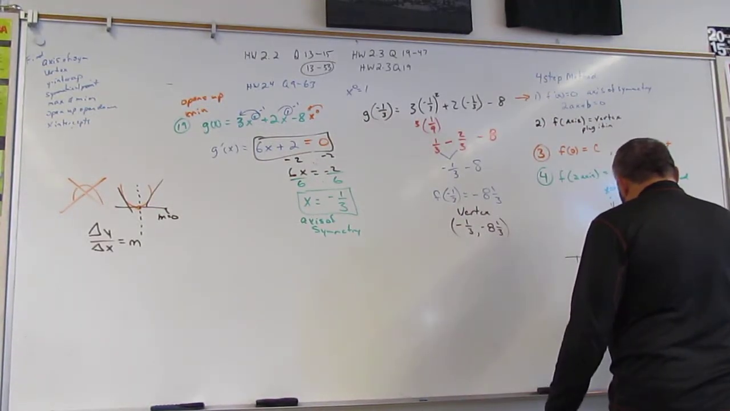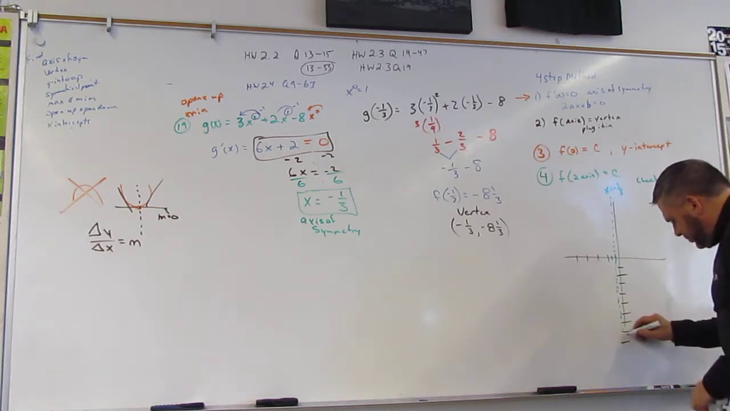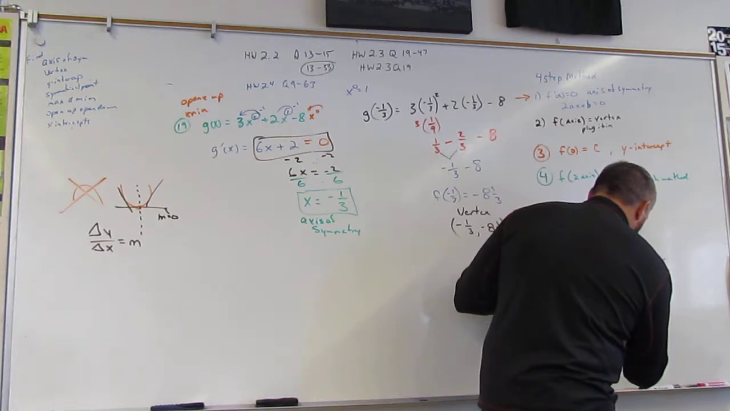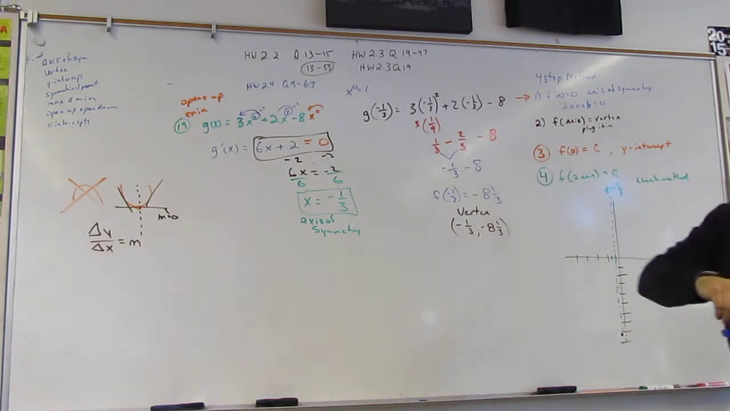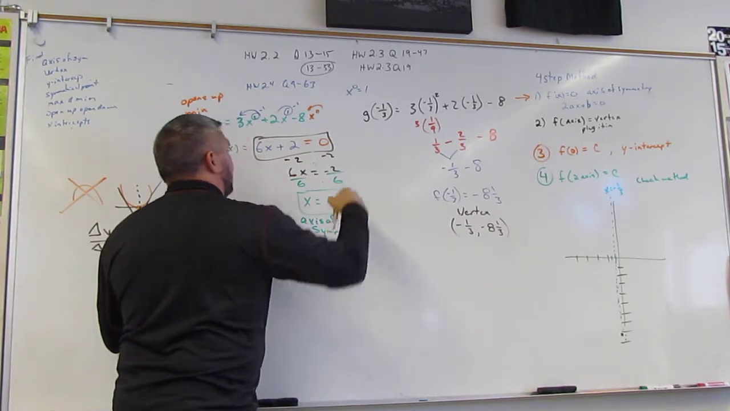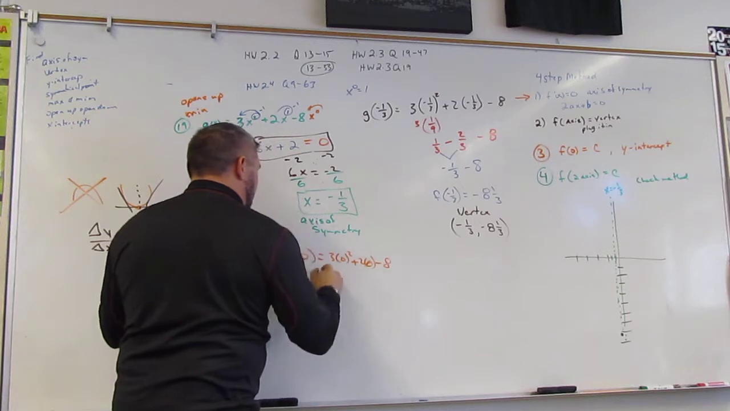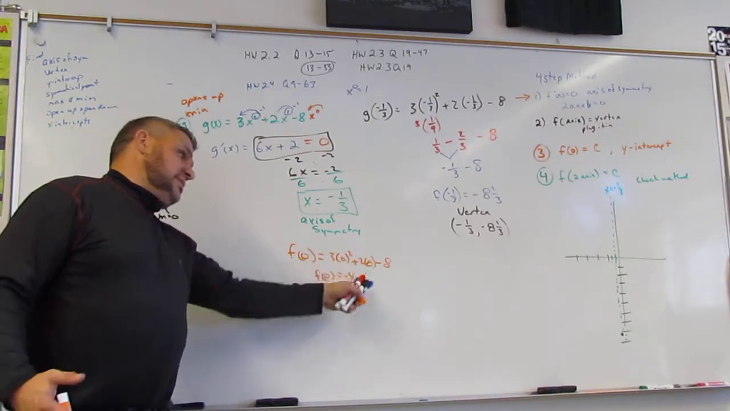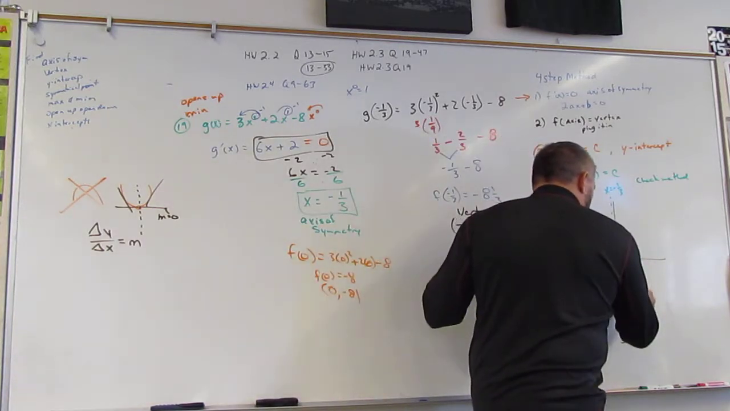So 1, 2, 3, 4, 5, 6, 7, 8, and 9. And then we'll break that up into 3 pieces. 1 and 2 and 3. 8 1/3 is going to be right here. And now we're going to plug in a number. The easiest number to plug in, 0. So f of 0 is equal to 3 times 0 squared plus 2 times 0 minus 8. So f of 0 equals minus 8, because 0 squared is 0, 2 times 0 is 0, 0 plus 0 is 0, 0 minus 8 is minus 8. So we got 0 and negative 8.